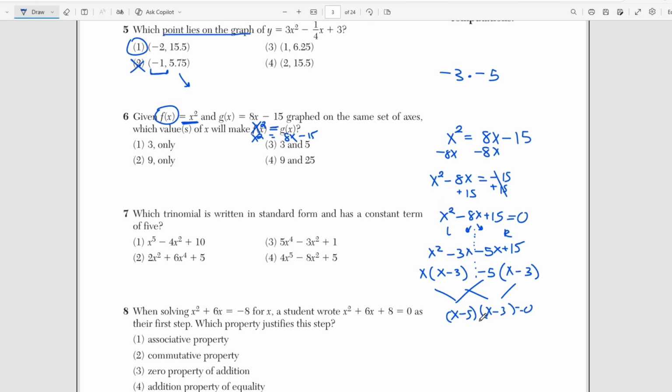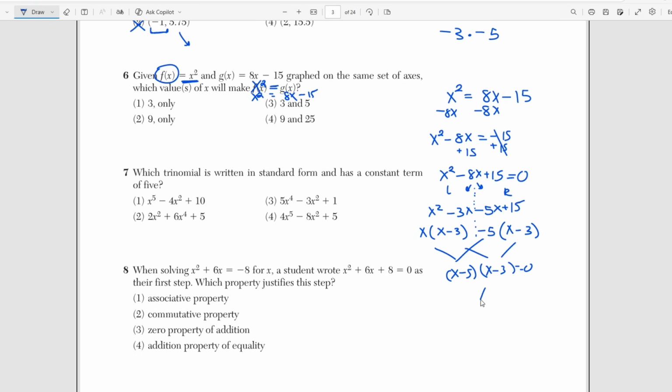So we can see here that we have two parentheses. Whenever we're left with two parentheses, we want to set both of them equal to 0. So x minus 3 is equal to 0, and x minus 5 is equal to 0. Now 3 minus 3 is equal to 0, so 3 has to be a solution, and then 5 minus 5 is equal to 0, so 5 has to be a solution. And that's going to be choice 3.